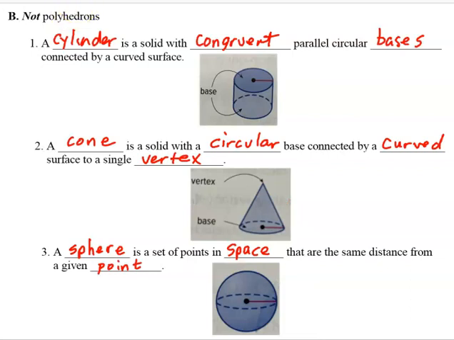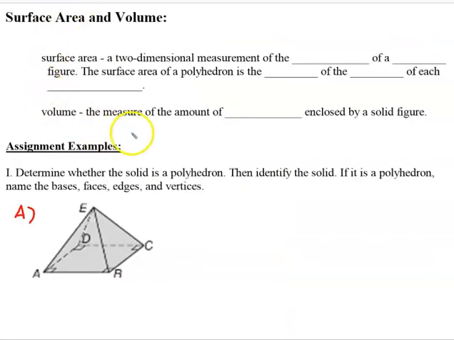Now they're all going to be talked about, and we're going to look at how to find surface area and volume for all of them, but we basically place them in two different categories with that new term. Maybe it's not new to you, maybe you've seen it in the past, but the term polyhedron is how we classify them. Okay, so let's talk about surface area and volume, and then we'll get into naming whether or not a shape is a polyhedron, and then identifying what the bases, faces, edges, and vertices are.